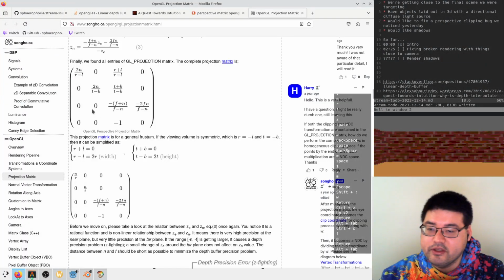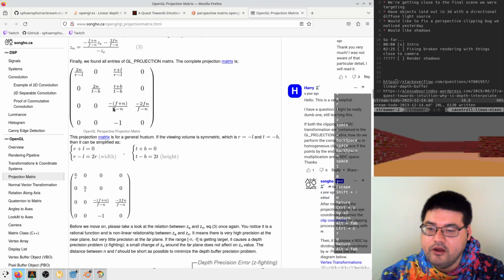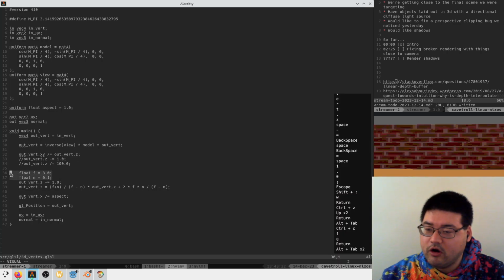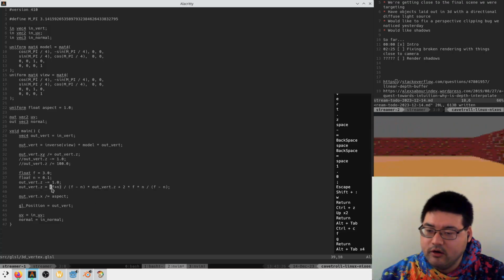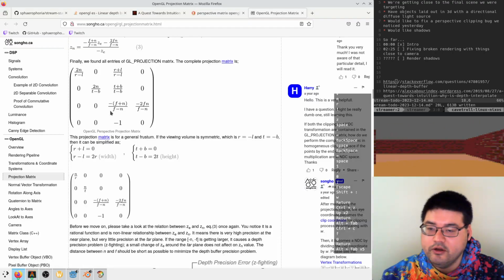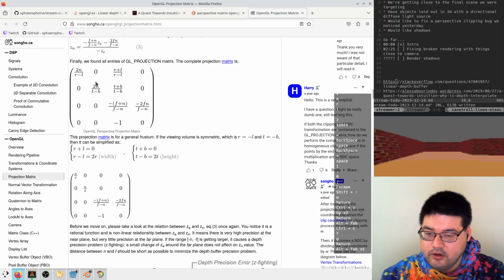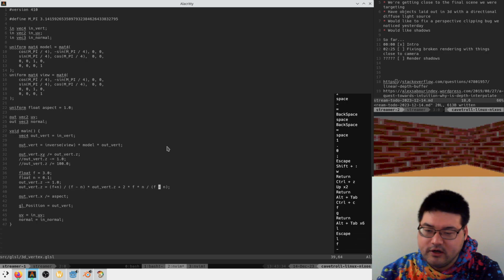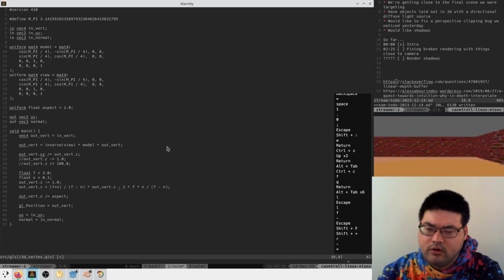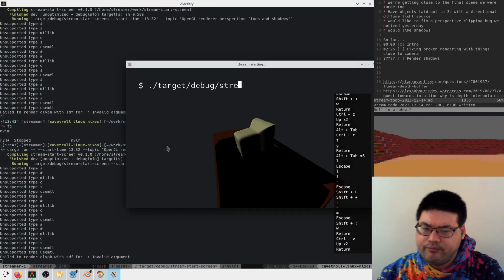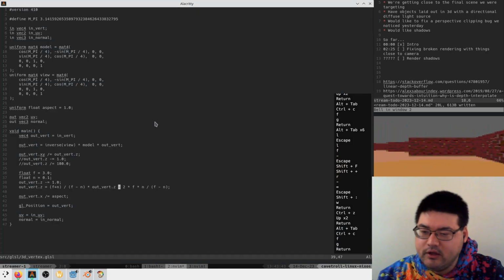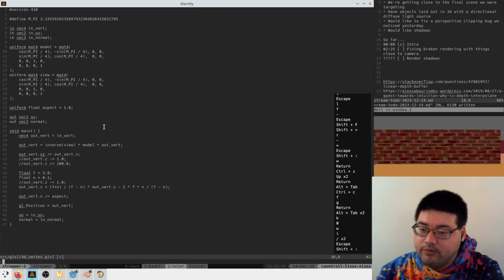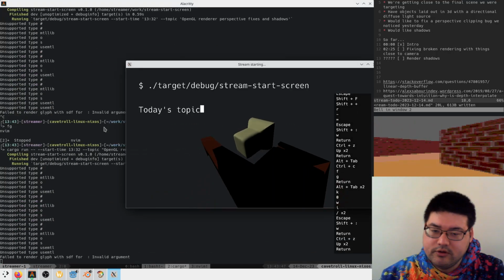Let me double check this. So they have far 3, near 0.1: far plus near over far minus near times z. Maybe this is supposed to be a minus here. And that's still not right. Oh, oops. I don't want that there either.